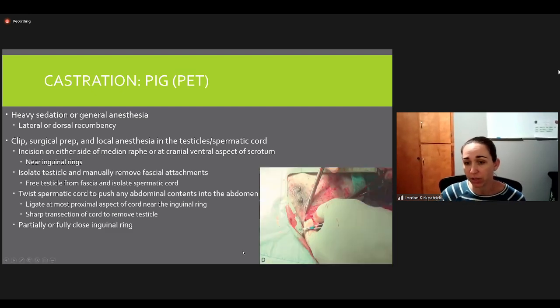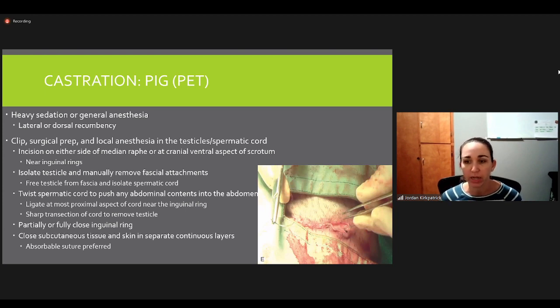And then after doing that, you also close the inguinal ring or partially close it, which is again not something we do in a lot of the other species, but because they're so prone to herniation through this area, it's very important to do that. And then you close in 3 layers, or close the subQ if you want, and then skin. I always use absorbable suture so they don't have to come back for that to be removed. But the big thing with pigs is to remember you twist the testicle and spermatic cord to push abdominal contents, anything that might be in the inguinal canal, back into the abdomen, and always ligate them.